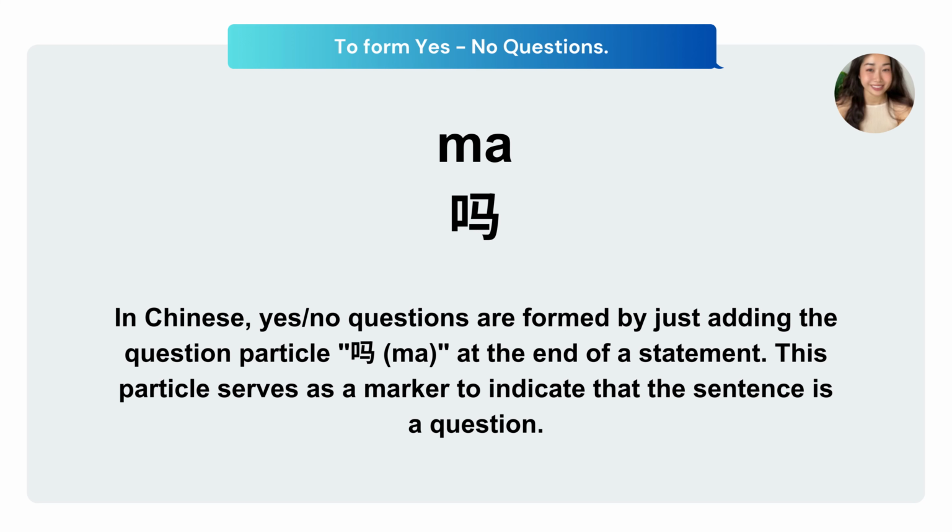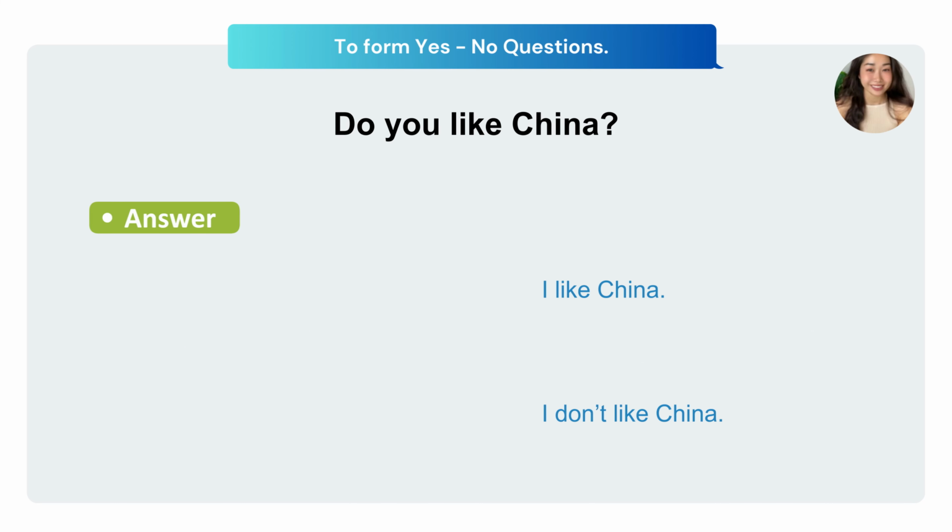And here's a little trick. Always think about how you would answer when you want to make a question. For example, if you want to ask, "Do you like China?" First think about how you would answer this question in English in a full sentence. It would be either "I like China" or "I don't like China," right? So in this case, we can form a question easily.